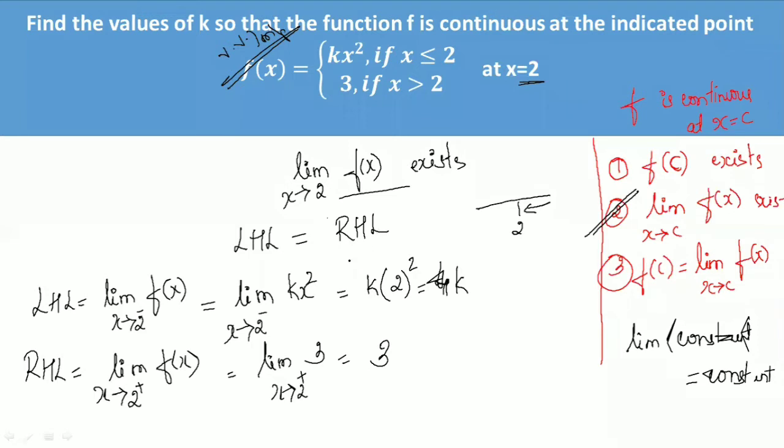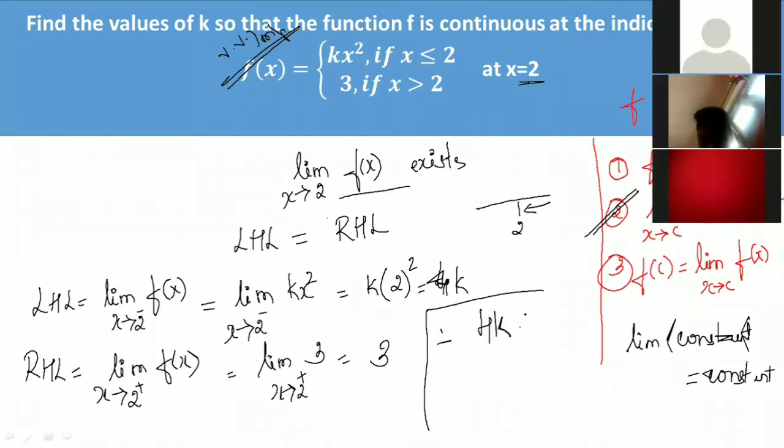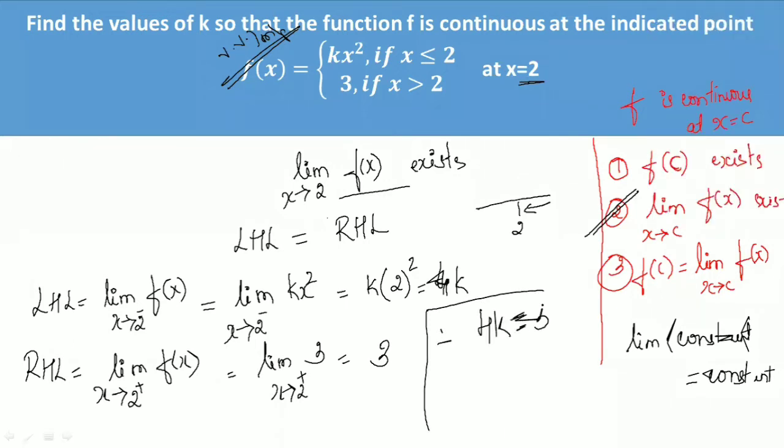So what do we get? We have to equate left hand limit and right hand limit. Therefore, 4k is equal to 3. If 4k is equal to 3, what is the value of k? Yes, it is 3 by 4, not minus 1. It is 4k, 4 into k, so 4 divides, and it is 3 by 4.